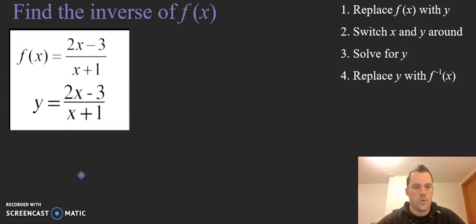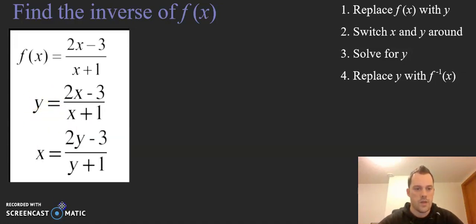So we change it to y equals, and now when we switch x and y, sometimes we think, well, there's two x's, so I don't know which one to switch. Basically, all the y's turn into x's, all the x's turn into y's. So we're not necessarily swapping them, we're replacing the y's with x's and x's with y's. So now it's x equals (2y minus 3) over (y plus 1).